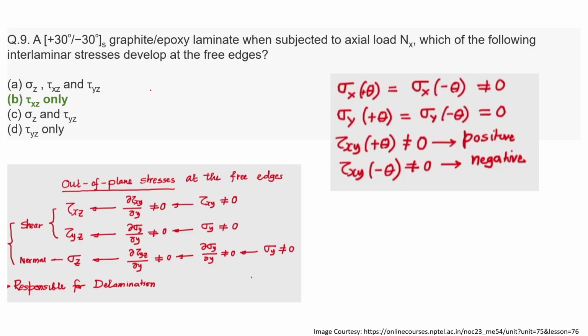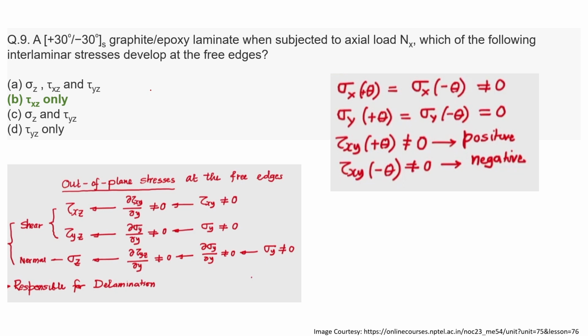So, a plus 30 degree minus 30 degree symmetric graphite epoxy laminate is subjected to axial load Nx. Which of the following interlaminar stresses develop at the free edge? It is the same as the minus 45 plus 45 degree symmetric question we did. Here only the value of theta is changed, but the concept for a plus theta minus theta symmetric laminate is the same, and the output will be the same.